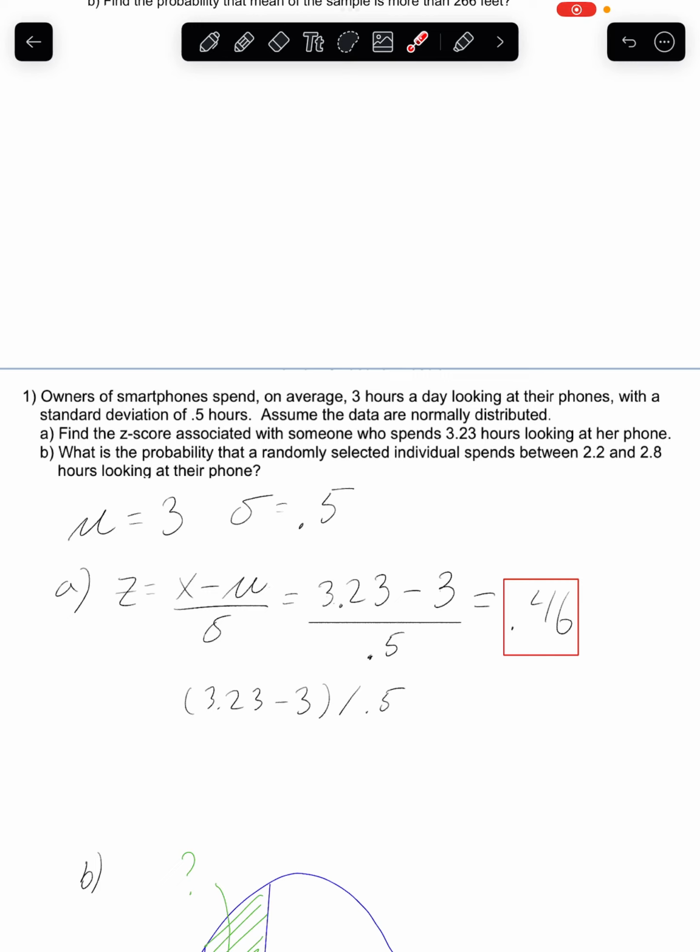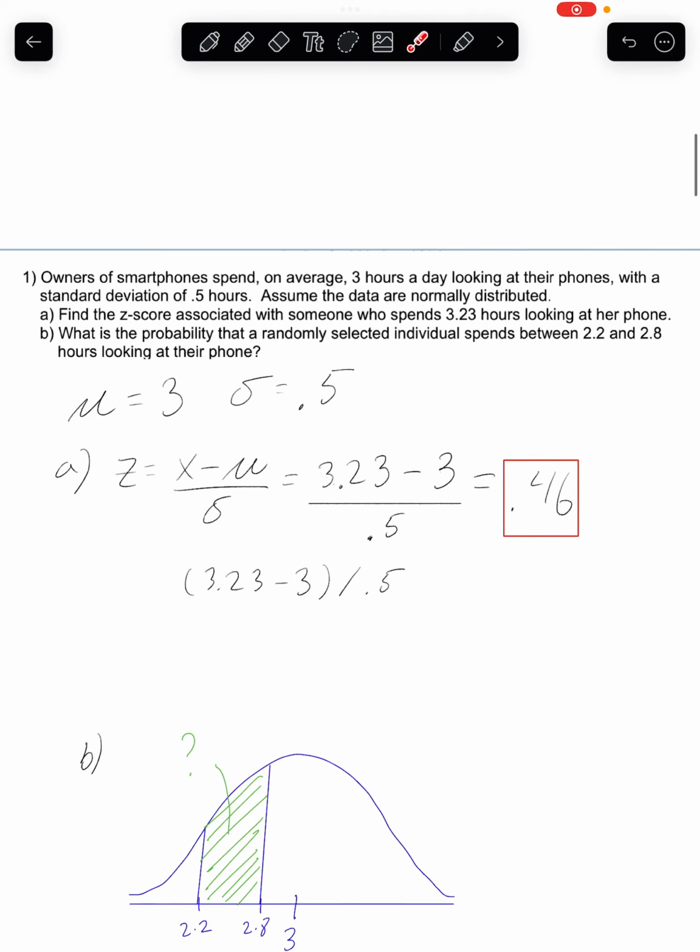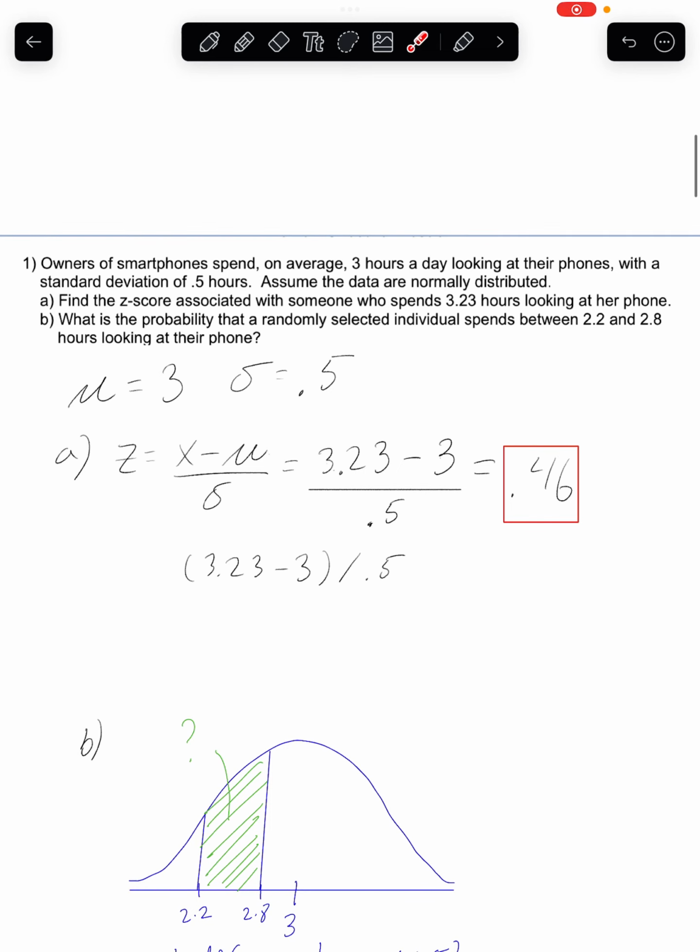So what is the probability that a randomly selected individual spends between 2.2 and 2.8 hours looking at their phone? This is a more standard normal distribution kind of problem, which requires us to draw this kind of diagram over here.